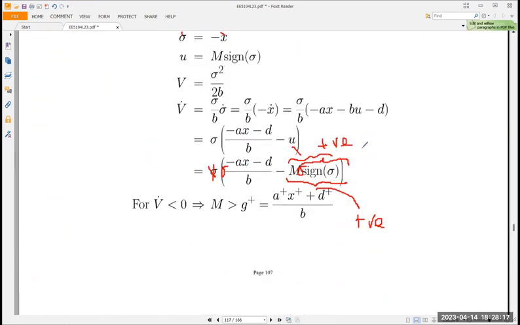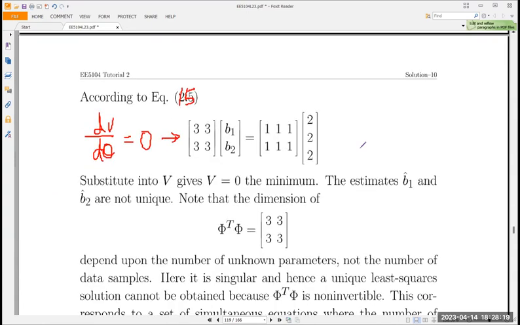So this one is Φ transpose Φ θ equals, this is y, this is Φ transpose. All right, this is the equation that will give you dV/dθ equals 0, or it will give you the minimum for V. This is secondary school maths.